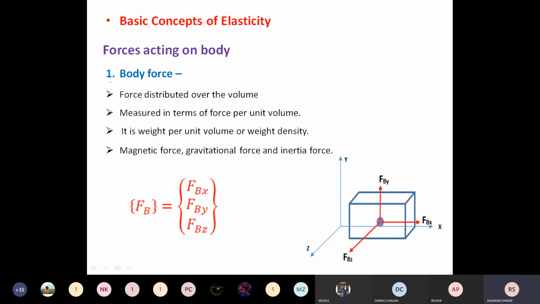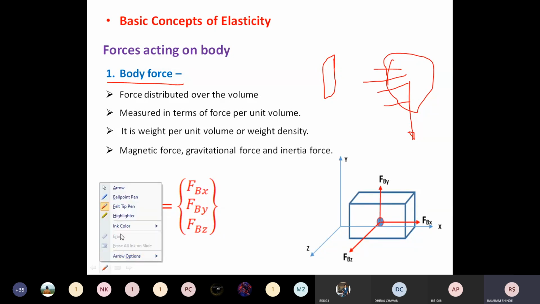Now, this is body force, and if we consider any body and its weight, then that weight is acting in the downward direction. How is it acting? It is distributed equally over this volume. Now, if there is a magnet here, and we apply the magnetic force on this body, then that force is also distributed over the volume. Do you agree with this? Now, this is about the body force.